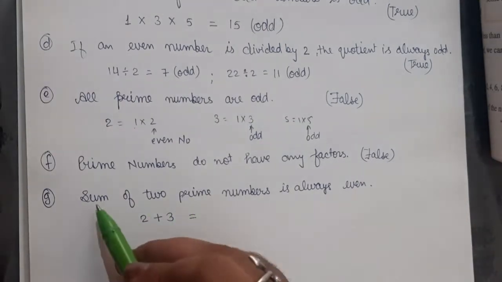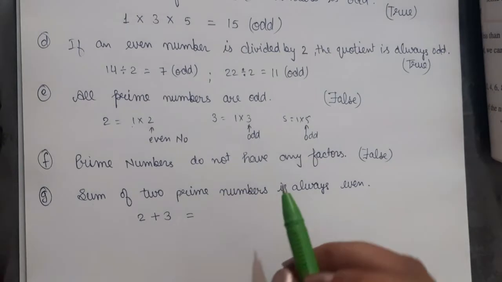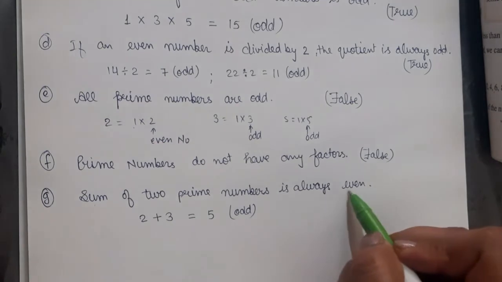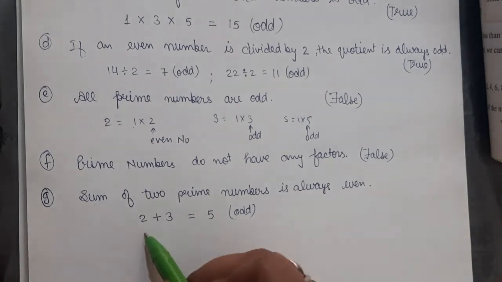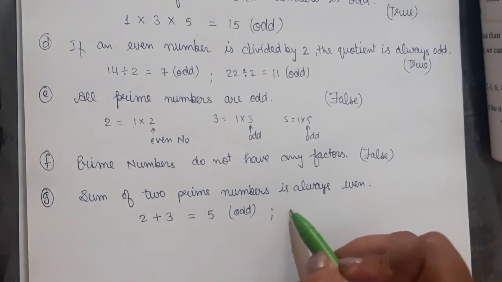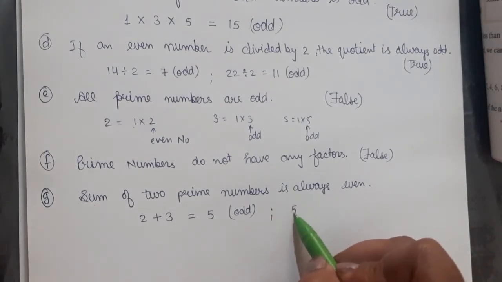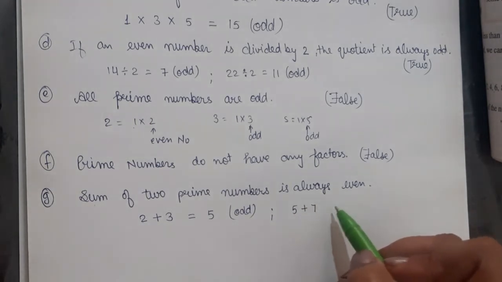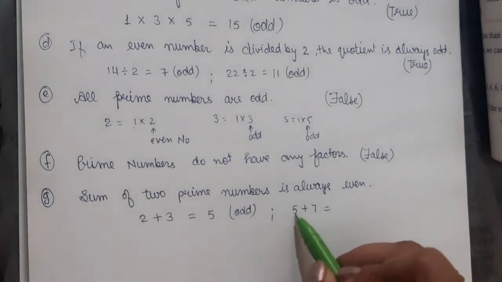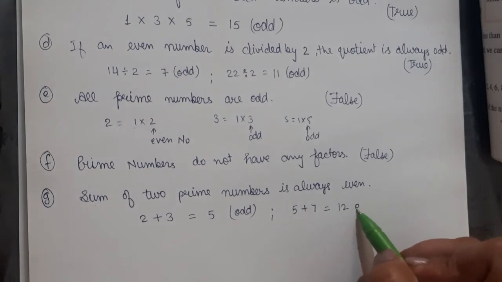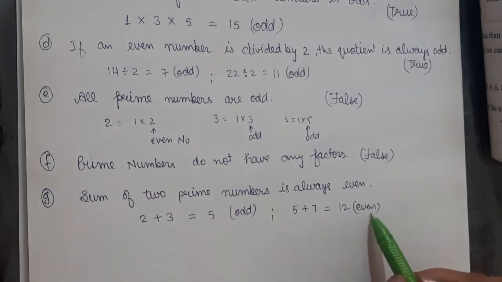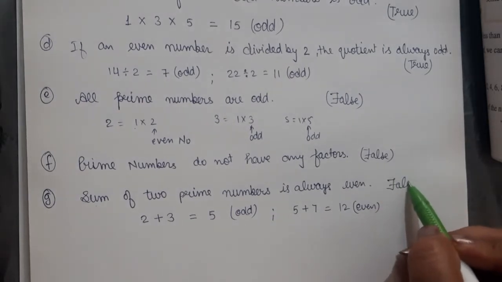So what will we have? The sum of 2 primes. What will I get? 5. Here I am having an odd number, but the question is saying it is always even. Suppose I take another example. I am taking 5, a prime number, and adding it to the other prime number 7. After addition we will get 12. Here I am having an even number. So it's not sure. Sometimes you will get odd and sometimes you will get even. So it is false.